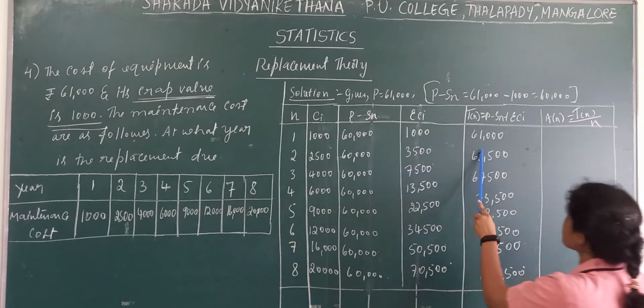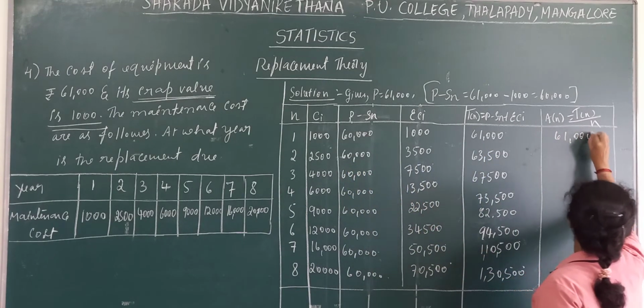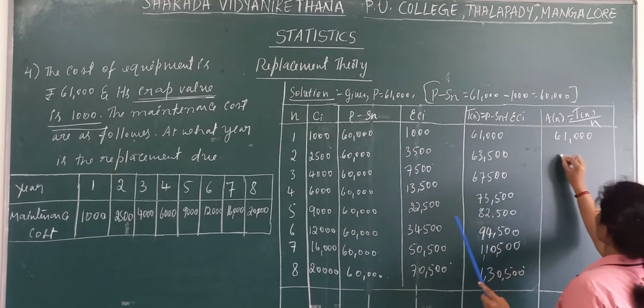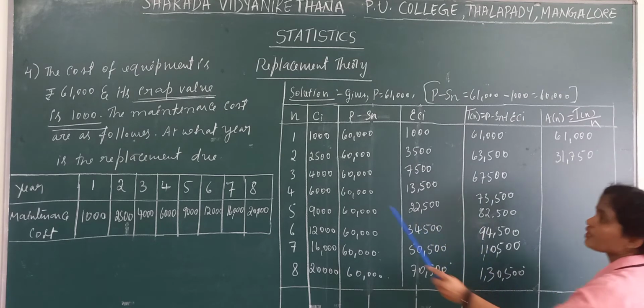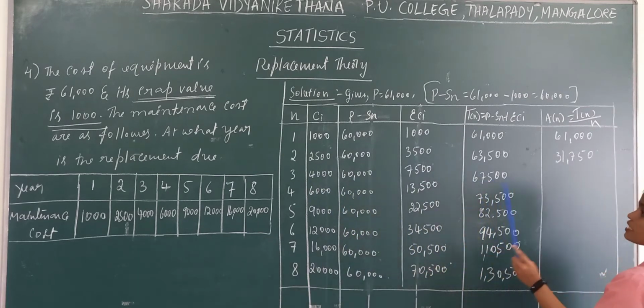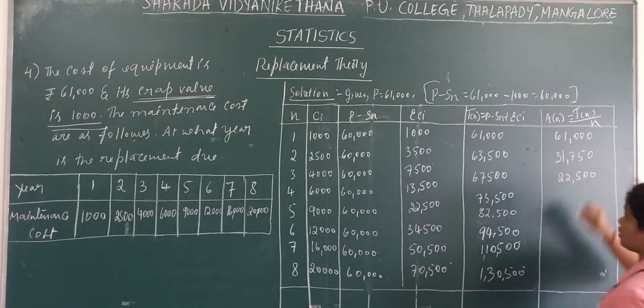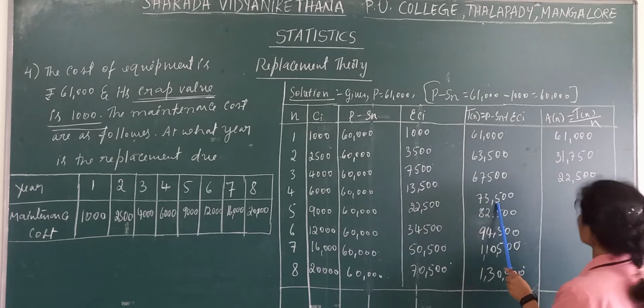So total cost 61,000 divided by 1, we get 61,000. Next 63,000 divided by 2, so there we get 31,500. Next, 67,000 divided by 3, so there we get 22,333. Next 73,500 divided by 4.